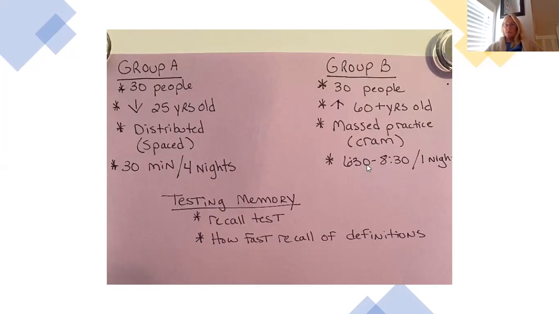And then as I read on in the paragraph, I'm like, all right, group B has 30 people as well, equal amounts, but this group is 60 plus years of age. And instead of distributed spaced practice, they're doing mass practice, or what's also called cramming. They're going to study from 6:30 to 8:30 the night before the exam. They're going to be tested on memory with a recall test, and they'll measure that by how fast they can recall the definitions.